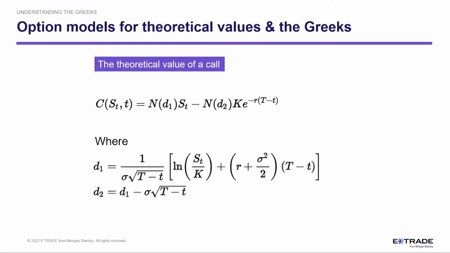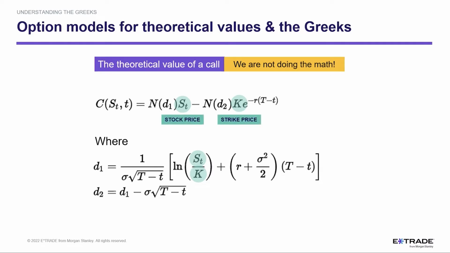Now, we're not going to do the math here, have no fear. But we can make some observations of the notation that is here, and that will help us understand the relationships of these things called the Greeks. So first of all, for example, you'll see S and K in here. S represents the price of the stock. K represents the strike price of an option. And so this has to do with the intrinsic value of an option. That's one of the major parts of the value of a call option, the intrinsic value.